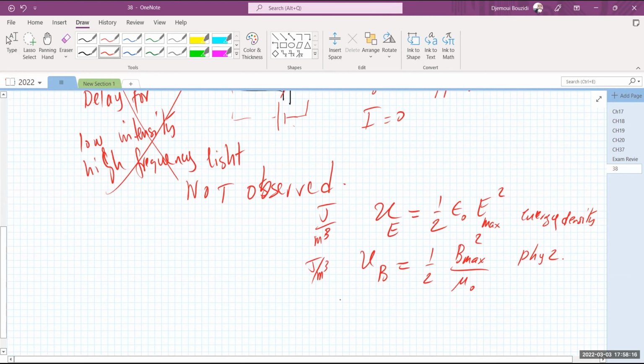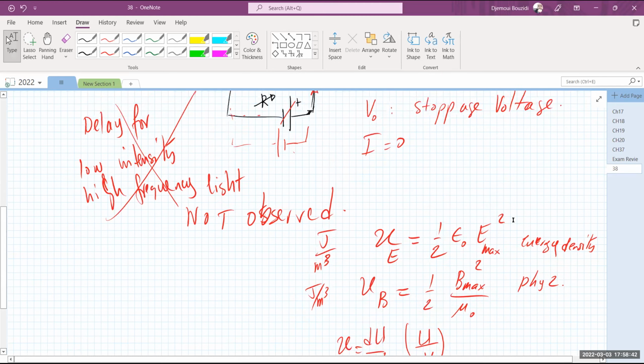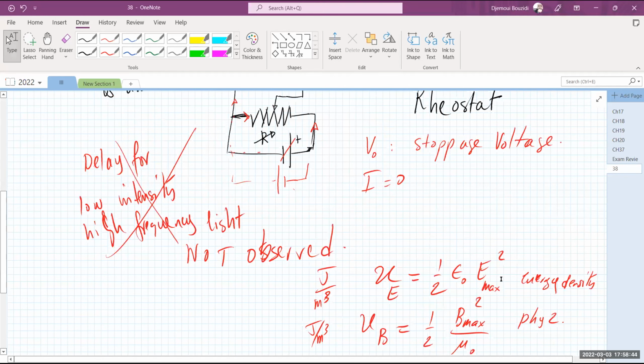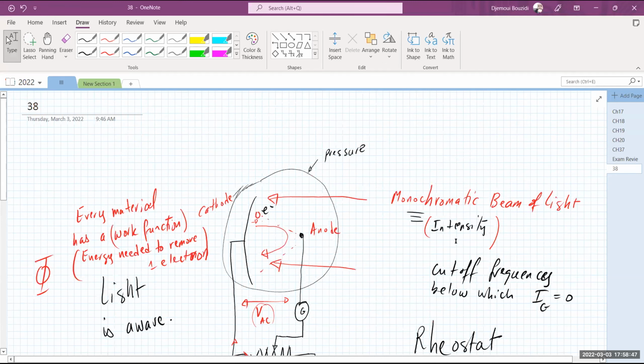Yes. For the energy density, usually they use a lowercase u, which is big U over volume, which is actually dU over dV. Energy density is in joules per cubic meter, okay? So anyway, this is the electromagnetic energy, one for the electric field and one for the magnetic field, but both are proportional to the intensity of the field squared. So the brighter the light, the more energy you should get out of it, okay? So that's the bottom line.